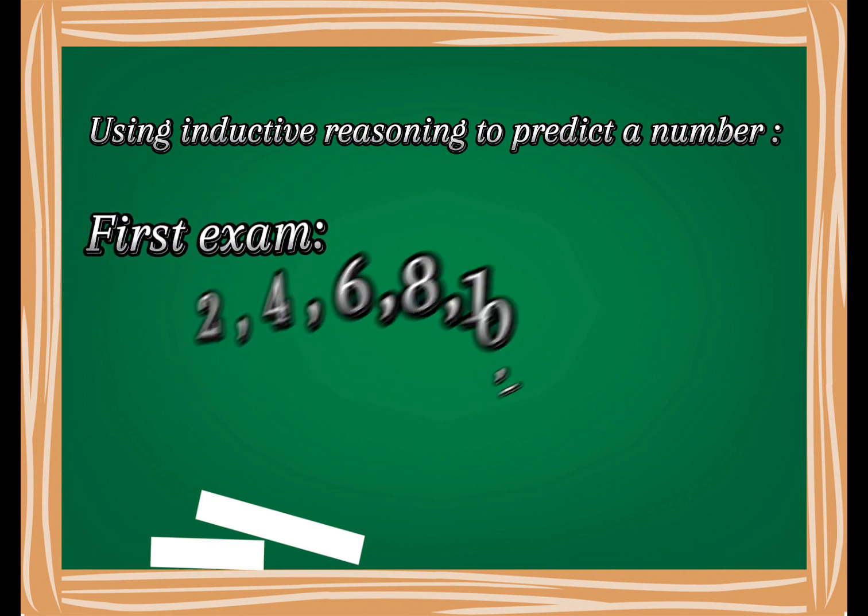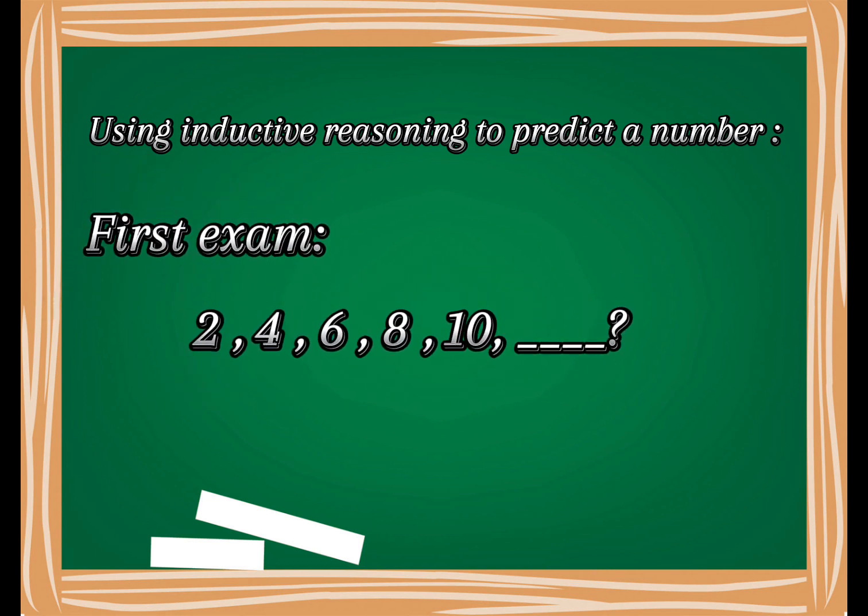We have two examples. First example: 2, 4, 6, 8, 10. By observing the numbers, we know that there is a pattern because each succeeding number is 2 larger than the preceding number, so we predict that the next number is 2 larger than 10, which is 12.